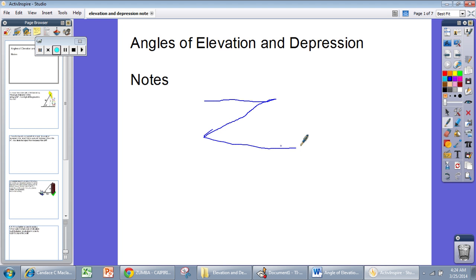The top and the bottom of your Z are supposed to be parallel. And just put a little D right here for depression and E right here for elevation. Now remember, those two are going to be congruent, so put your little congruent bunny marks. Okay. The other thing I need you to write down, your SOHCAHTOA phrase. So go ahead and write that at the top somewhere, wherever you have room.